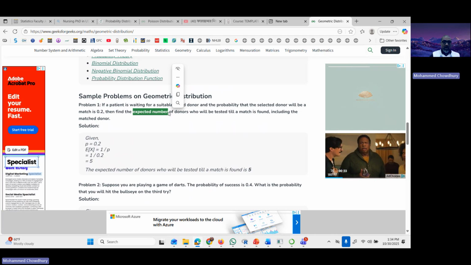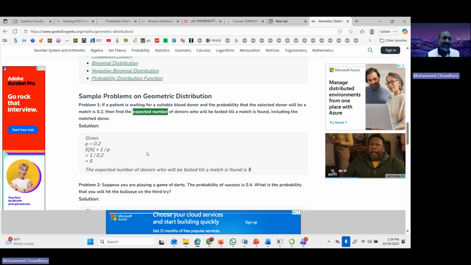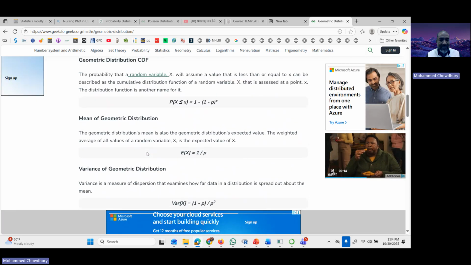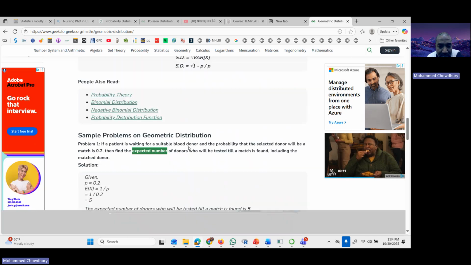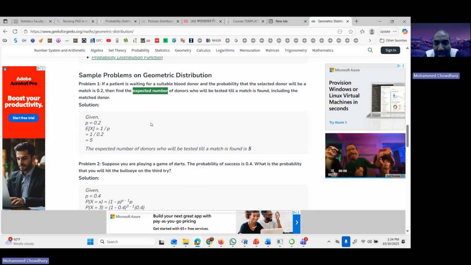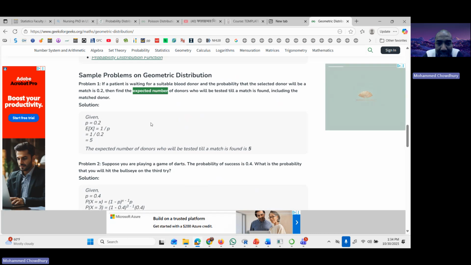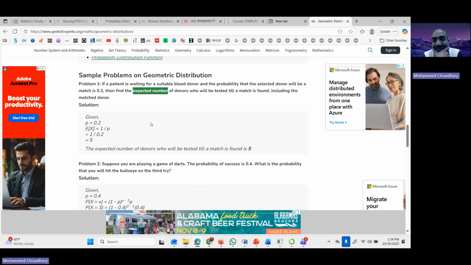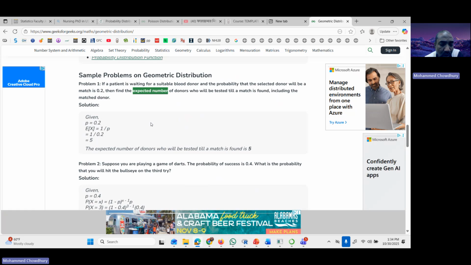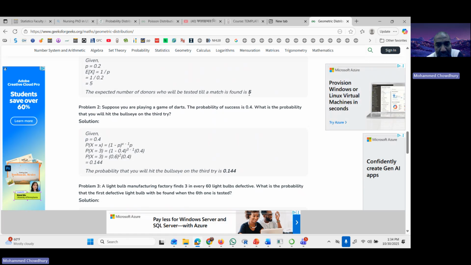Okay, so they have used 1 over p here. 1 over p is used for the number of trials, right? When it is the number of trials, the mean is 1 over p. Where it is mentioned, a patient is waiting for a suitable blood donor and the probability that the selected donor will be a match is 0.2, find the expected number of donors, like the expected number of trials, who will be tested till a match is found. So 1 over p, 1 over 0.2, is equal to 5. So the expected number of donors tested till a match is found is 5.